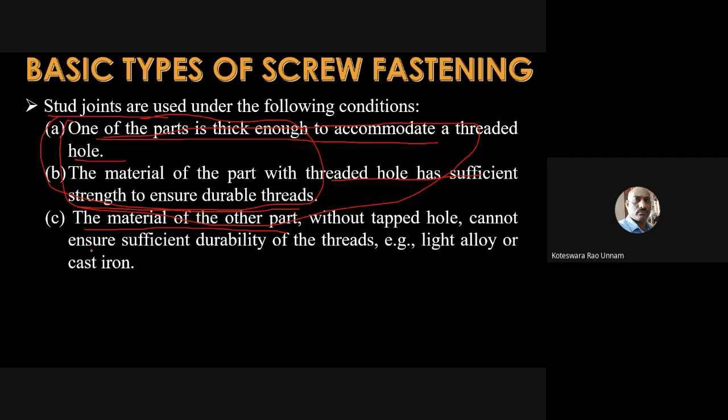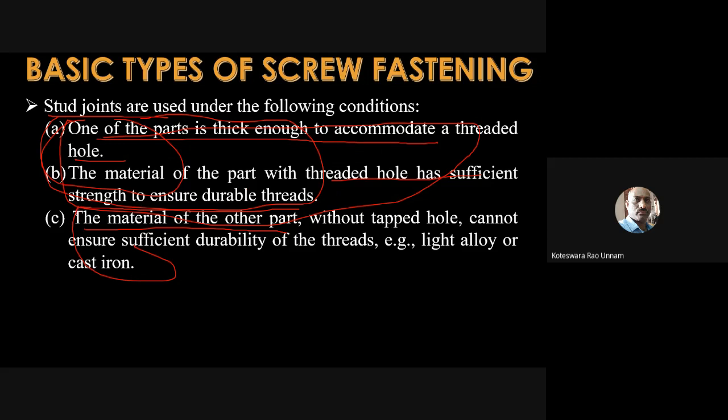Coming to the other one, the second part. The material of the other part without a tapped hole cannot ensure sufficient durability of the threads, for example light alloy or cast iron. That means the properties of the second part are quite opposite to the properties of the first part. In the first part, it is thick enough to accommodate the threaded holes, and not only that, it has sufficient strength to ensure the durability of the threads. So then you can create the threads in the part itself.